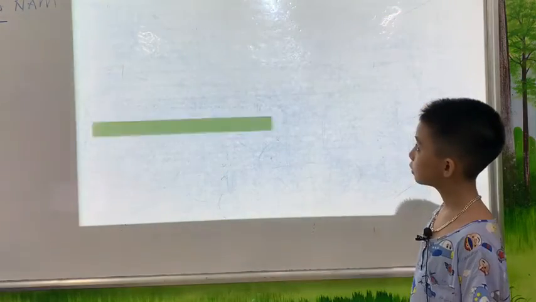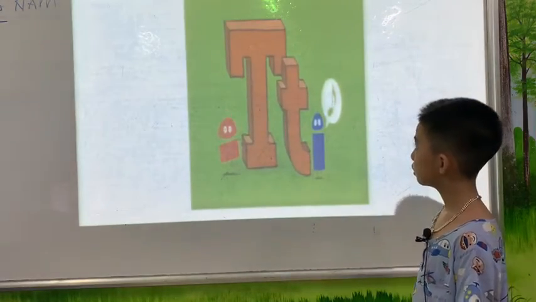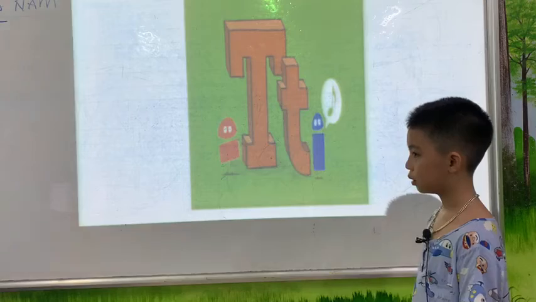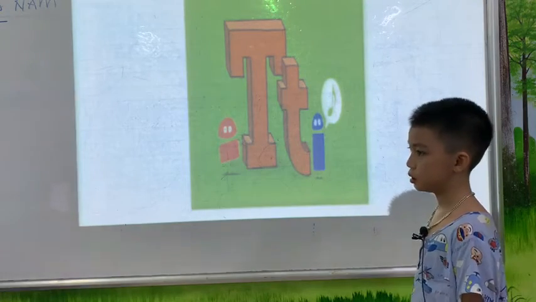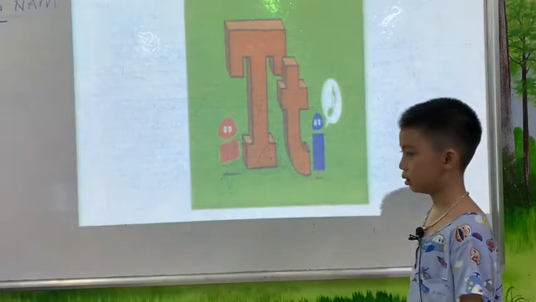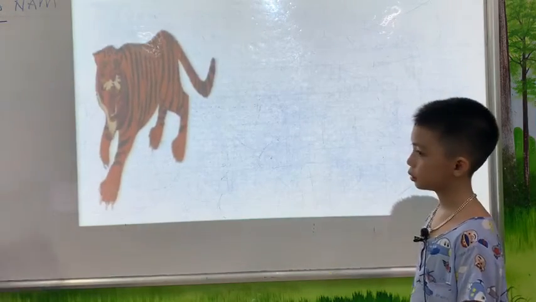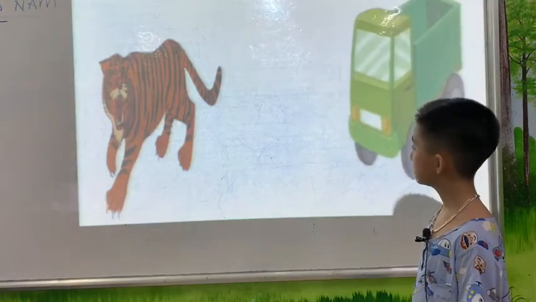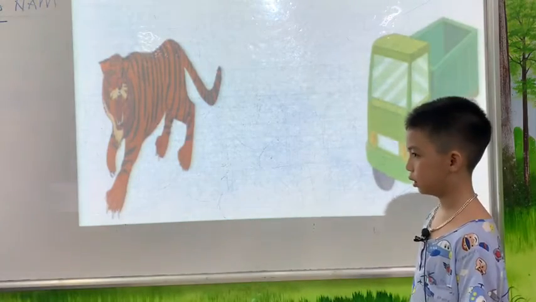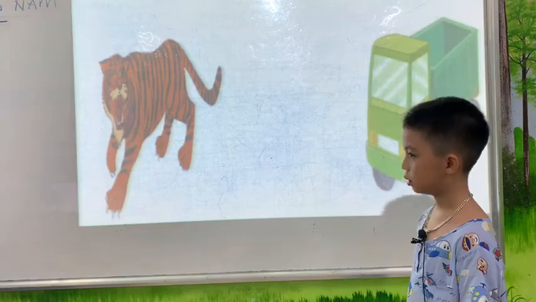Okay, what's this letter? Letter T. Okay, T sound. T. Okay. Now what is it? It's a tiger. Very good. How about this one? It's a truck. Good.